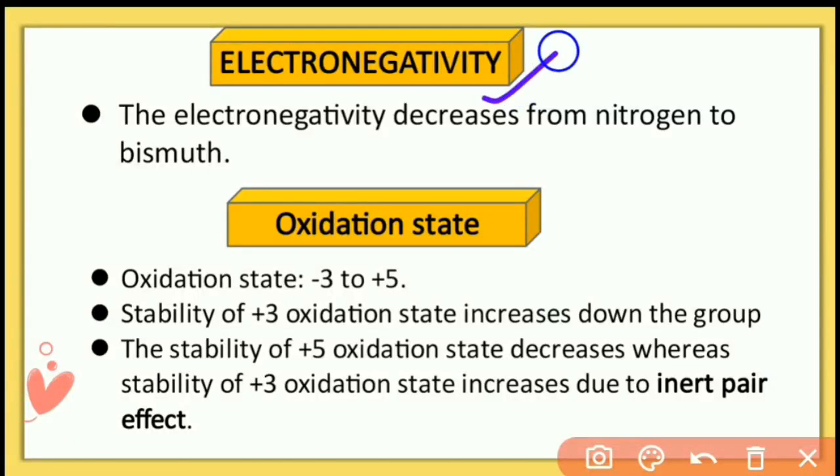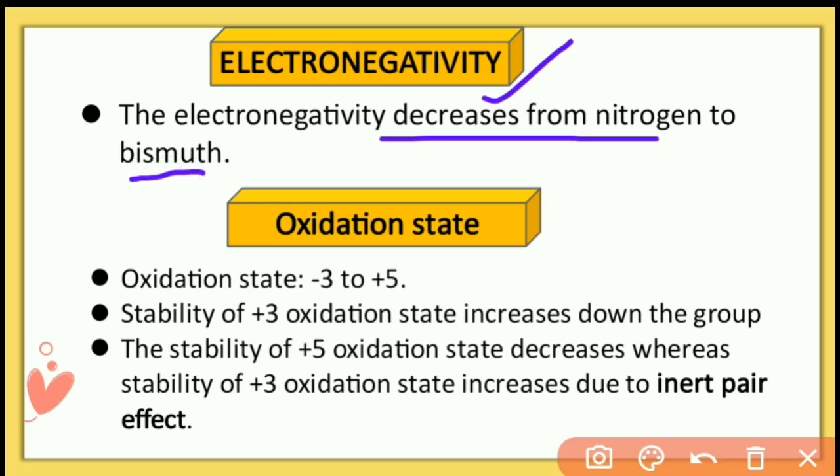Next property is electronegativity. Electronegativity is the tendency of an atom in a compound to attract the bonded pair of electrons towards itself. So it is the tendency to attract a shared pair of electrons, and this electronegativity decreases from nitrogen to bismuth. So electronegativity is inversely proportional to atomic size.